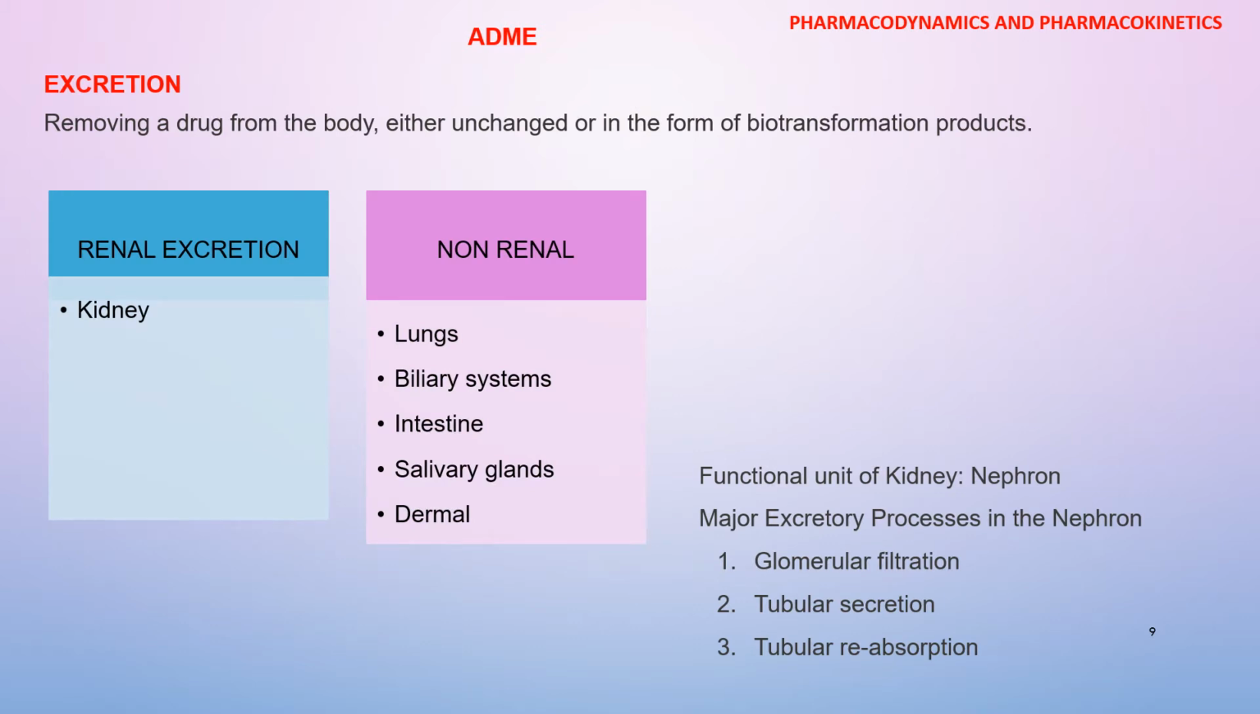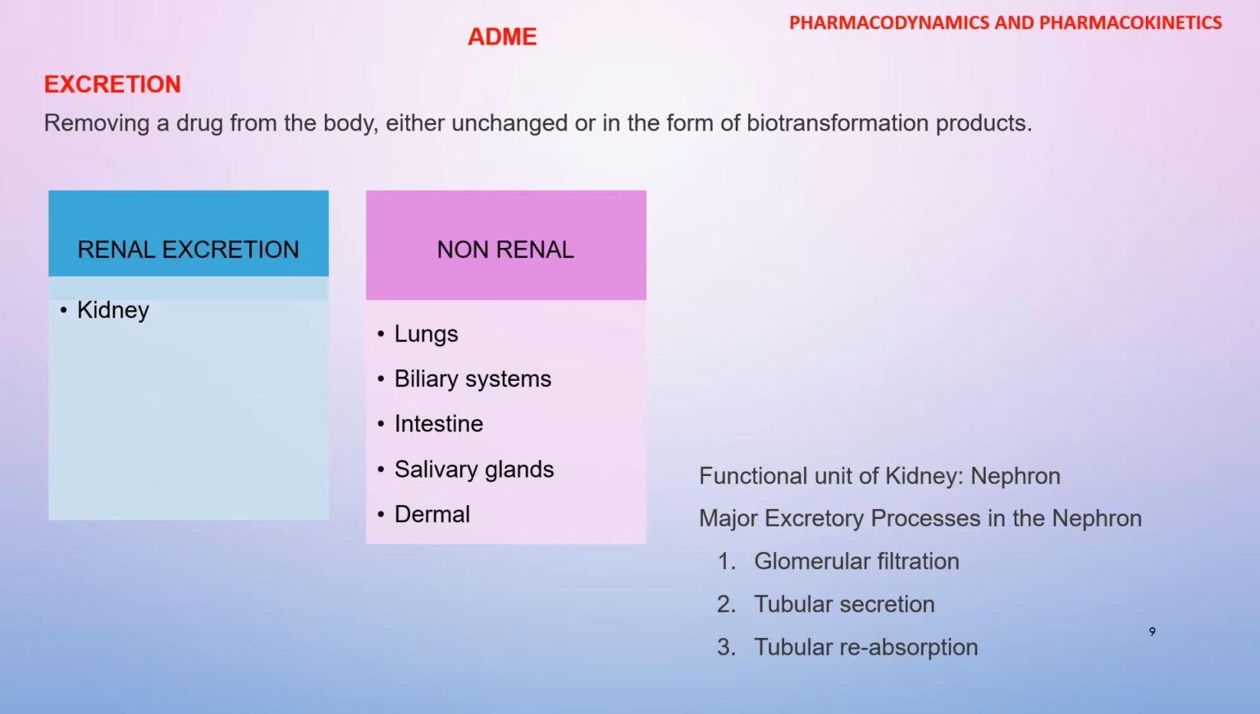The next process after metabolism is excretion of the drug from the body. It involves all the processes for removing drug from the body either in unchanged or in a biotransformed form. Kidneys are a major organ or site for excretion. Other than that, certain non-renal sites are lungs, biliary systems, intestine, salivary glands, and skin for excretion of drug products or metabolites.